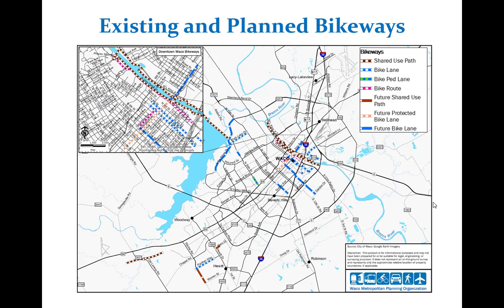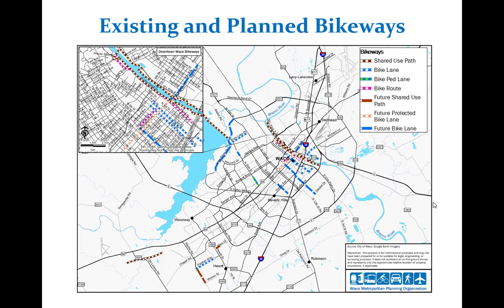Currently, there are a little over 13 miles of off-street separated bikeways in the Waco region, such as shared use paths, and about 9 miles of bike lanes, including those on Baylor campus, and about 3.5 miles of signed bike routes. However, the city of Waco has planned for at least 15 miles of additional bikeways to be installed as part of roadway improvement projects or grant projects in the near future.